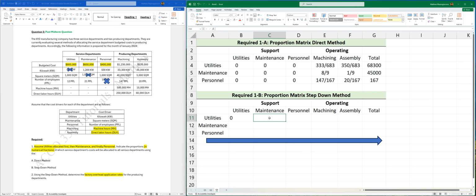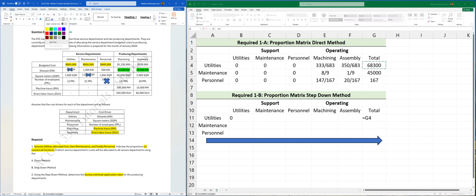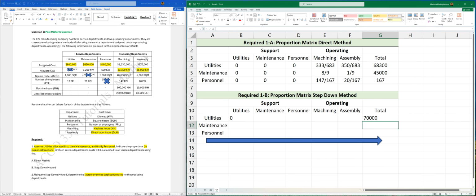So utilities, 0. Now let's do the total allocation. Utilities allocates based on kilowatts, guys. We see utilities helps maintenance with 1,200, personnel for 500, 33,000, 35,000. To take a shortcut, I already did the direct method here. I already did 33,000 plus 35,000, so I could just take the 68,300, which I know is the sum of these two, plus the 1,200 that we allocate to maintenance, then 500 for personnel. So that's 70,000. That's the first thing.